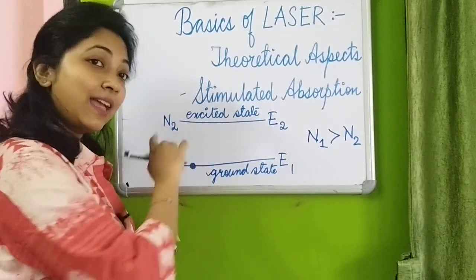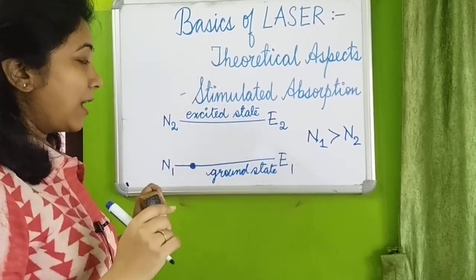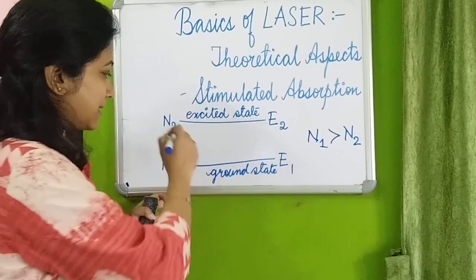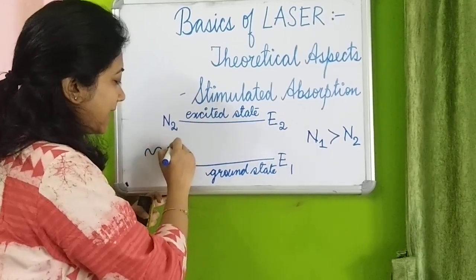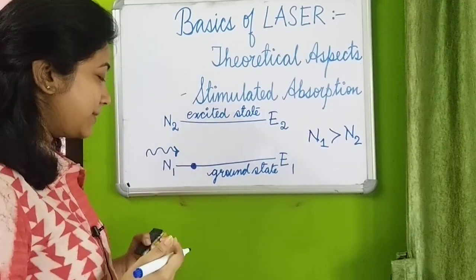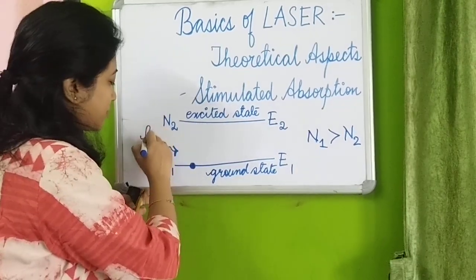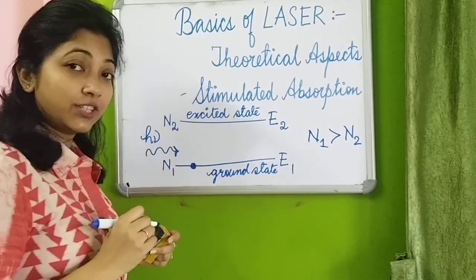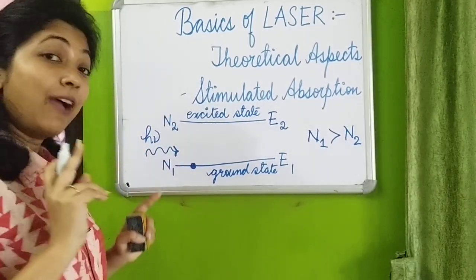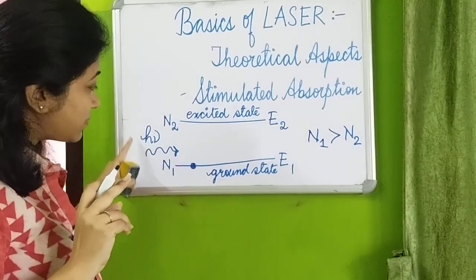So N1 is greater than N2. In this scenario, there has to be a stimulation, which means an energy source from somewhere outside has to be provided. That will be in terms of a photon of energy, which we will write as h nu. Now you have to always remember what this value h nu is.